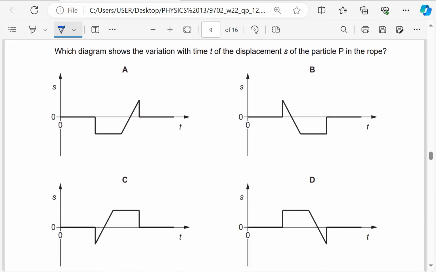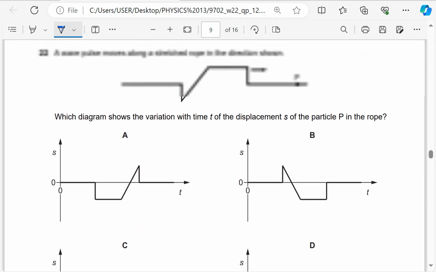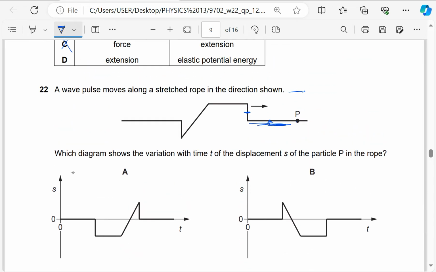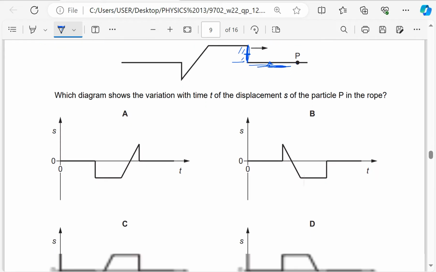So we have to check for all of them, they are having initially a horizontal line. Then this part here will displace the particle upwards. P will be displaced upwards because this is an upward part. This section here is upwards, so P will be displaced upwards. So the first thing we should see would be P being displaced upwards. So let's check.